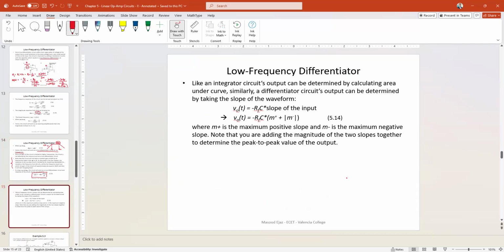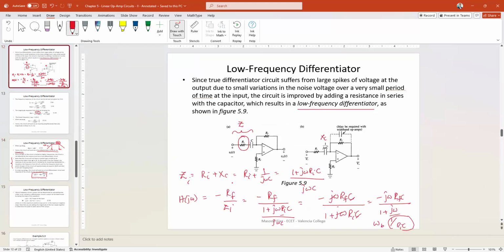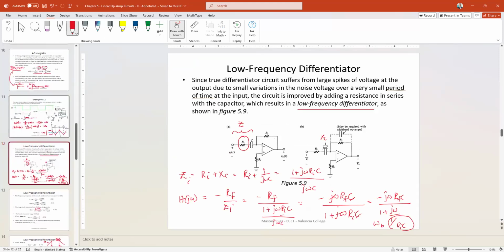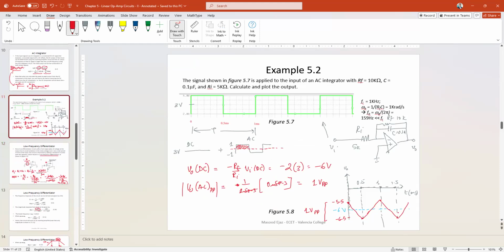Now, one thing is the input, as we discussed for the integrator. Input signal may or may not have DC offset. And we saw that for the integrator circuit, if you do have a DC offset, then you will have a DC offset at the output as well. Because the AC integrator circuit is working as an inverting amplifier up to the cutoff frequency, and it is working as a true integrator after the cutoff frequency. So at DC, basically, it works as an inverting amplifier.